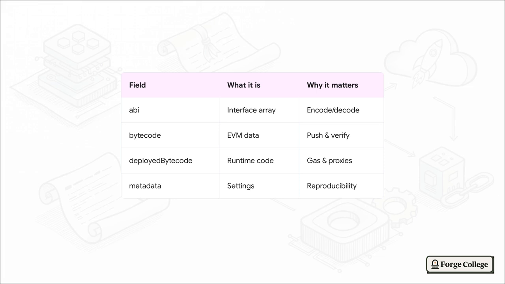But wait, right below that, we have the deployed bytecode. Now, this is slightly different. This is the runtime code that actually lives at the contract address after it's deployed. It's exactly what you need to look at when you're calculating gas costs or messing with proxy patterns. And finally, we have the metadata. This is just a JSON string of your exact compiler settings. And let me tell you, this little field right here, this is the secret sauce for reproducible builds.